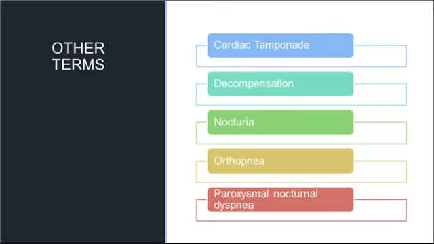Some other terms to be familiar with: cardiac tamponade. Think of stampeding, tampering something. Cardiac tamponade is a compression of the heart. Decompensation is a failure of the compensatory mechanism to restore tissue perfusion. The body starts to compensate and then it gets exhausted and decompensates. Nocturia is voiding 2 or more times at night. Orthopnea is difficulty breathing when laying flat. Paroxysmal nocturnal dyspnea, waking at night, acutely short of breath.